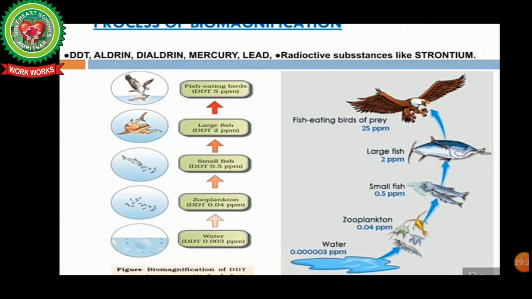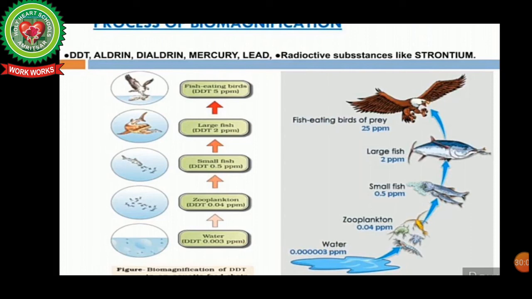These zooplanktons are consumed by small fishes, and thus the concentration of toxic substances moves to small fishes. These small fishes are further consumed by the large fishes. Thus the concentration of toxic substances present in the small fishes moves to large fishes. These large fishes are consumed by the flesh-eating birds whose prey are the large fishes.